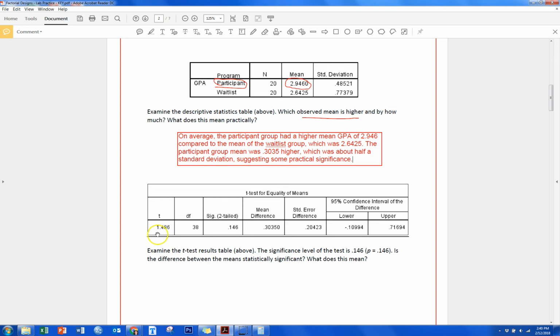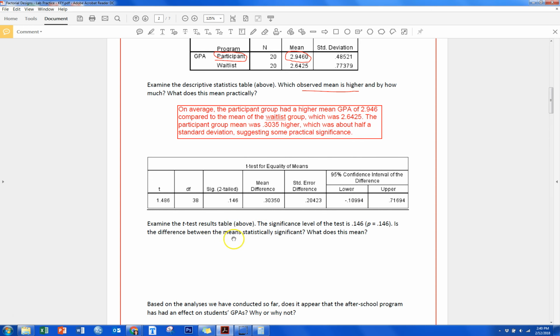So here we have the t-test statistic, the degrees of freedom, which is the sample size minus 2. So 20 plus 20 is 40, minus 2, 38. The significance level, that's the p-value, the mean difference. We already calculated that. That's the same as what we have up here. And over here is a confidence interval of the difference. So let's take a close look at this.